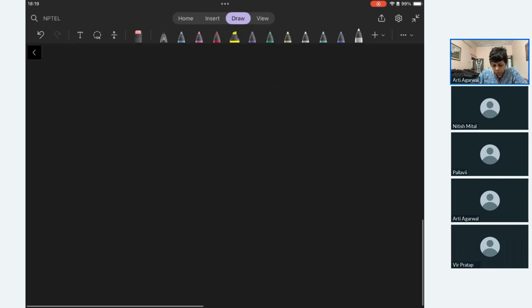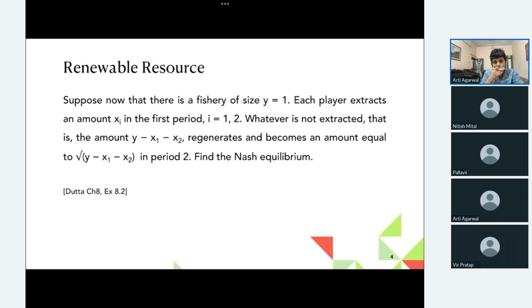Okay, so there's another question we have, similar to the one we were discussing on the tragedy of commons, and that is a slightly more interesting question. So I will move to that question now. Suppose there is a fishery. An advantage in a fishery compared with, say, a pasture, is that the fishery can keep regenerating itself.